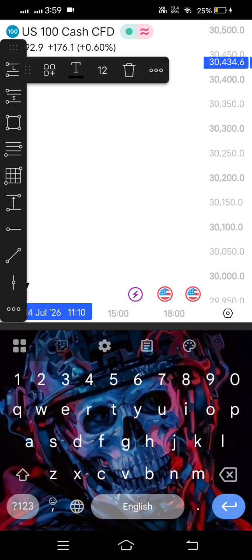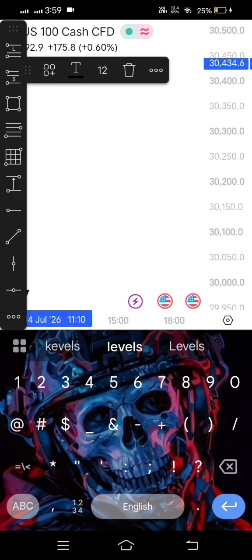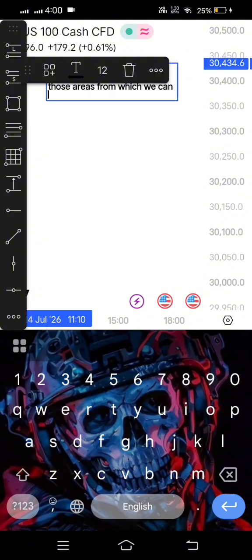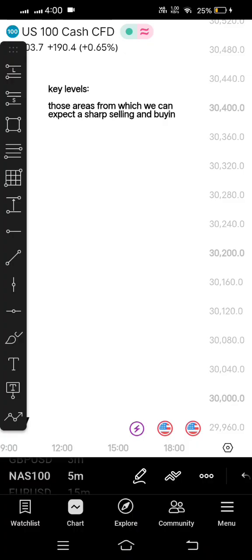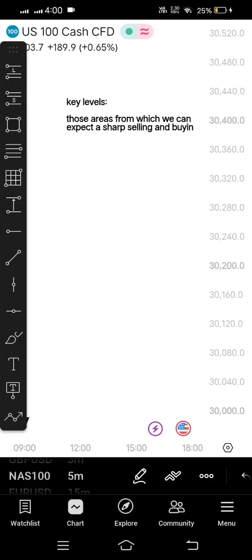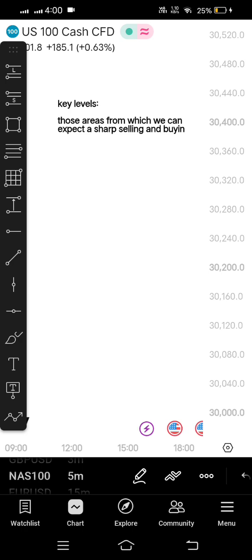What is key levels? Key levels are basically those areas from which we can expect a sharp selling or buying. Sorry for the spelling mistake, but okay. Those areas from which we can expect a sharp selling and sharp buying. Now, what's meant by that?